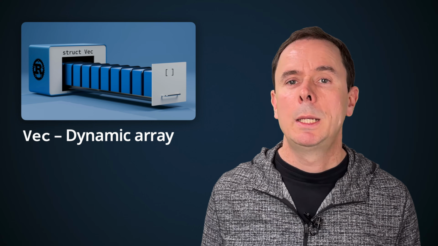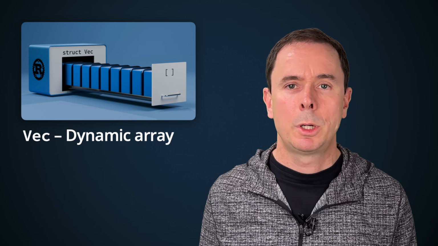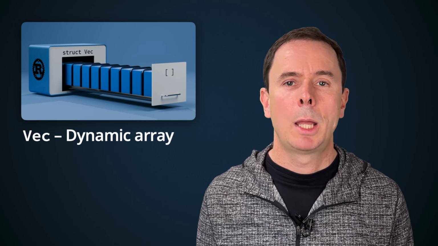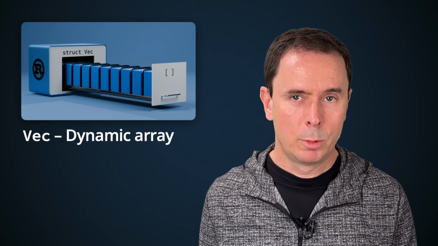Well, for that we need heap allocation. The standard library gives us a type called vec, which owns a heap allocated array, and it can expose that heap allocation as an array slice, so it can be used with all those methods you already saw.